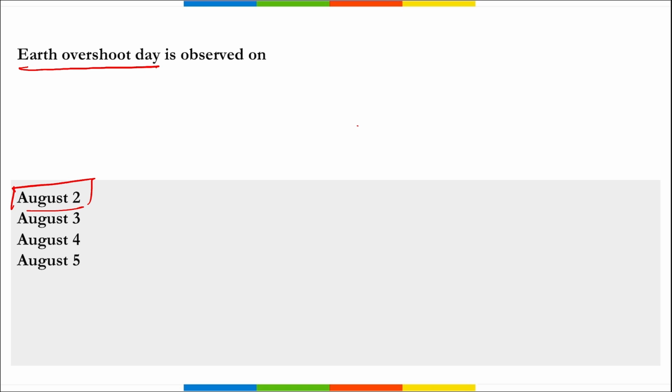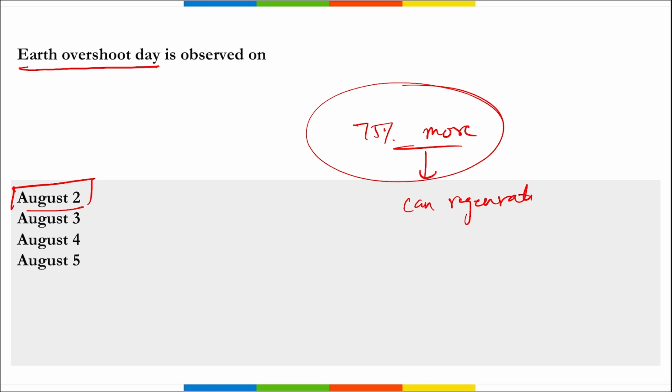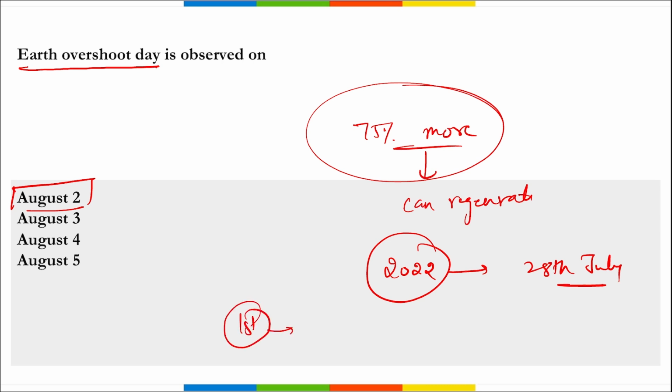That means that humanity currently uses 75% more of what the planet's ecosystem can regenerate, right? That means we are using 75% more of the resources which the earth can regenerate. Correct? And Earth Overshoot Day in 2022, when did we observe this? It was on 28th of July, and this year it was on 2nd of August. Correct? And the first ever Earth Overshoot Day was observed on 25th of December 1971. Correct?